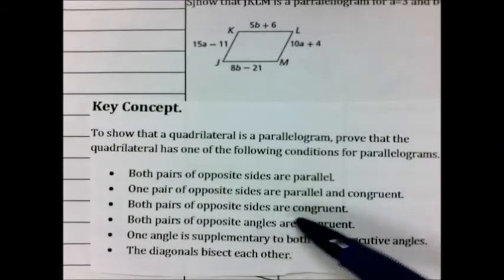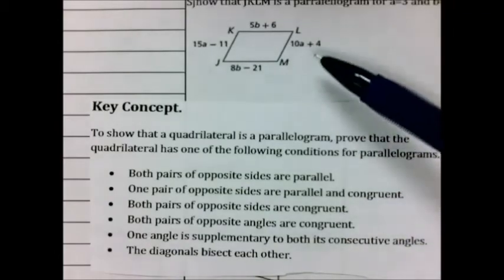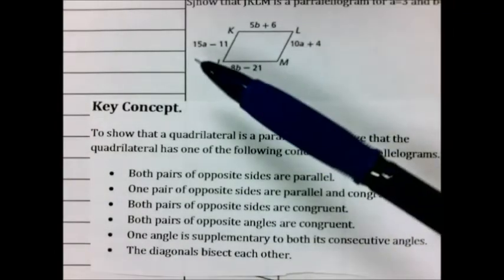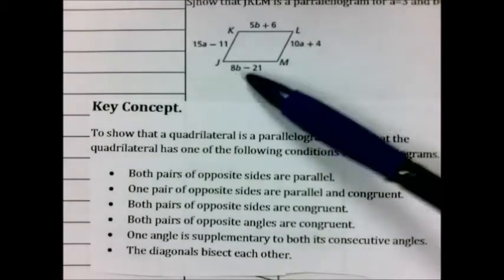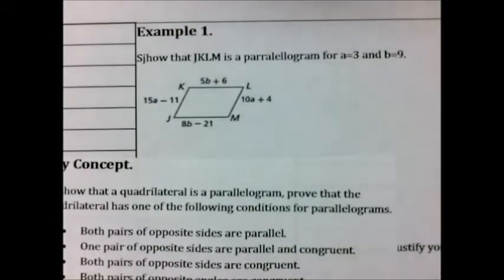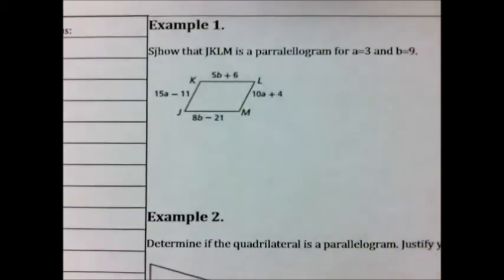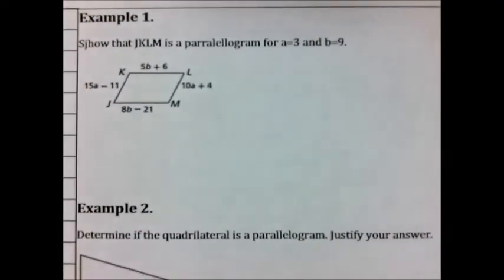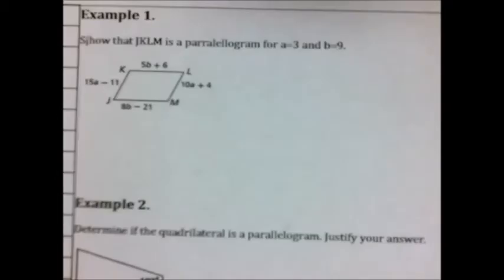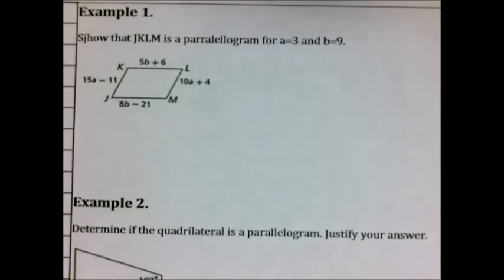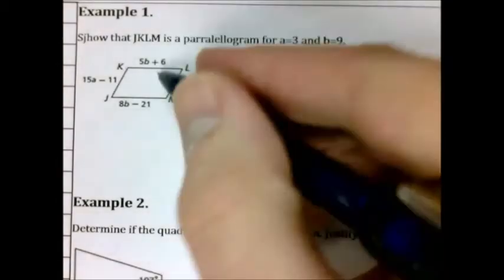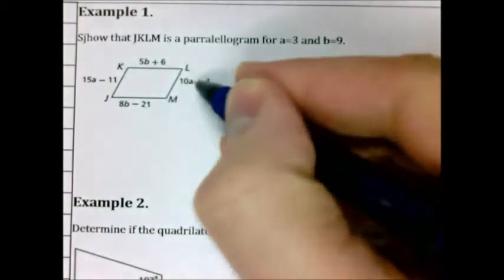Both pairs of opposite sides are congruent. And we see that on this shape, we could possibly prove that both sides are congruent if we were to know what A is and what B is. And in this given problem, it tells us exactly what A and B are. So we can show that this quadrilateral is a parallelogram by solving for these things. These two need to be congruent and these two need to be congruent.